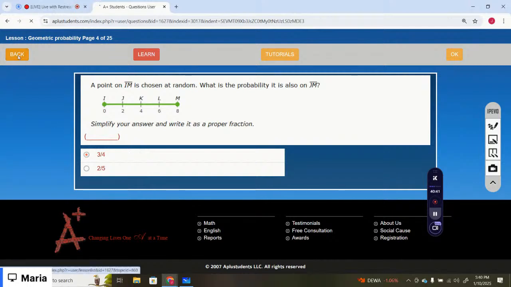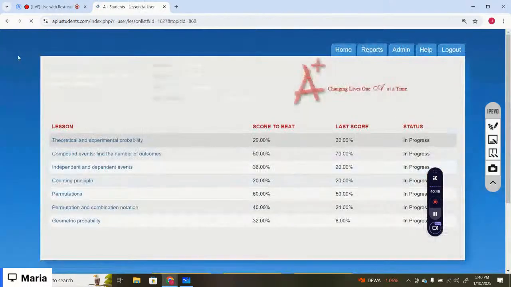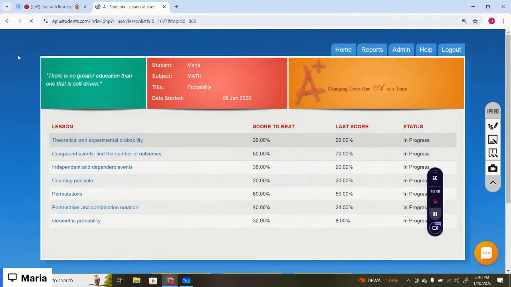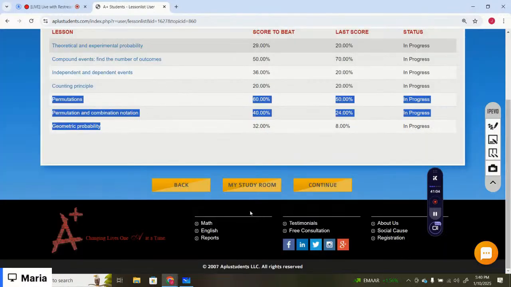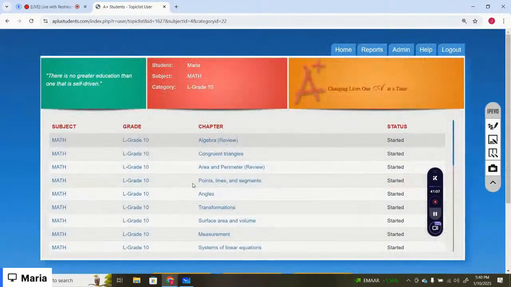Okay, you can complete the lesson by yourself later today. So we are working on grade 10 math. The chapter we're working on is probability. The lessons we have covered today are permutations, permutation and combination notation, and geometric probability. So please make sure before the next session you complete all the practice questions for the lessons we just did. That is your homework until next session.